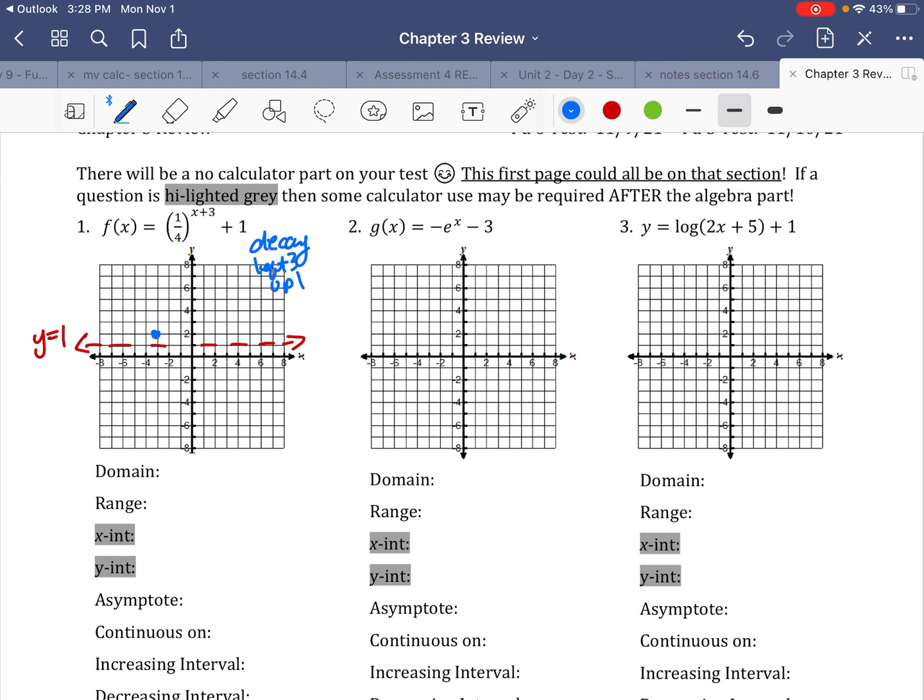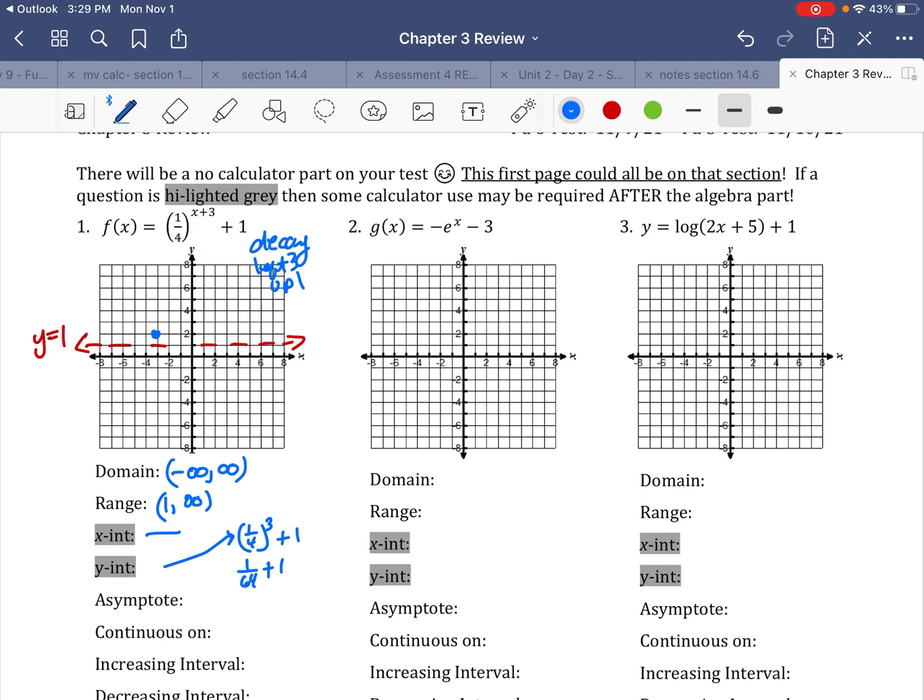All right, so my domain is anything. Anything can be x, so all real numbers, negative infinity to infinity. My range is everything above 1, so from 1 to infinity. My x-intercept, I can see there is no x-intercept, but I do have a y-intercept. To find the y-intercept, I plug in 0 for x. So we'd have 1/4 to the 3rd power, because 0 plus 3 is 3, and then plus 1. So 1/4 to the 3rd would be 1/64, plus 1. So it would be 65/64, right?